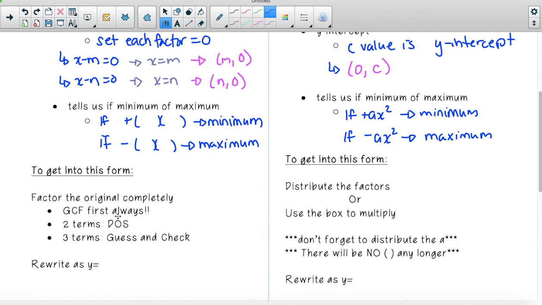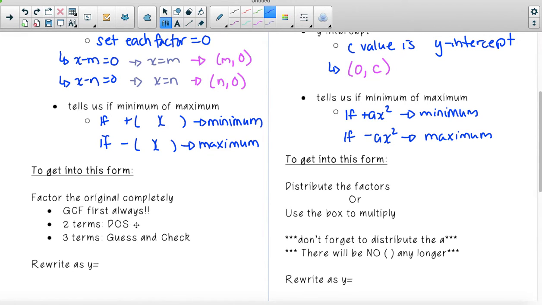We always look for our GCF first. No matter what, we always need to factor out our GCF. Then we determine how many terms remain after we factor the GCF. If there are only 2 terms left over, we do what's called the difference of squares. If there are 3 terms left over, we do guess and check, or we factor it any way we can. This is just a guide to know some ways to factor. Sometimes you cannot do a difference of squares, and that's okay.